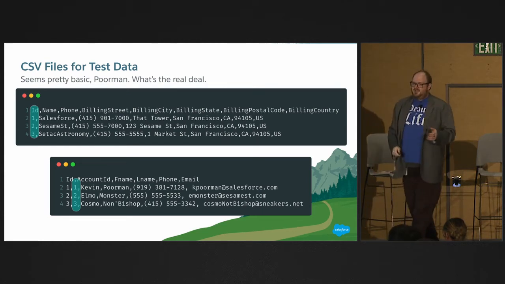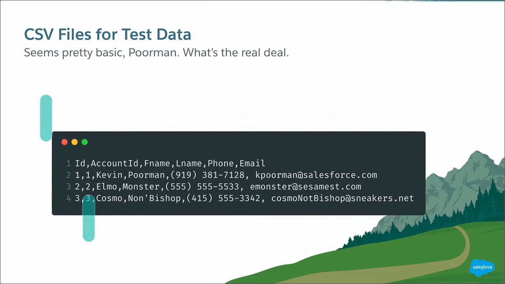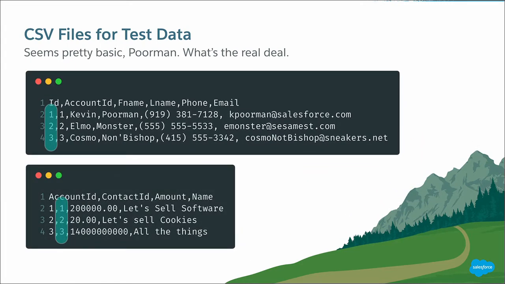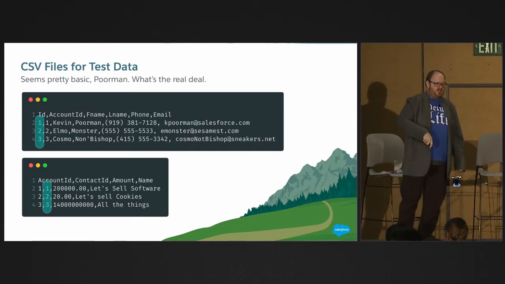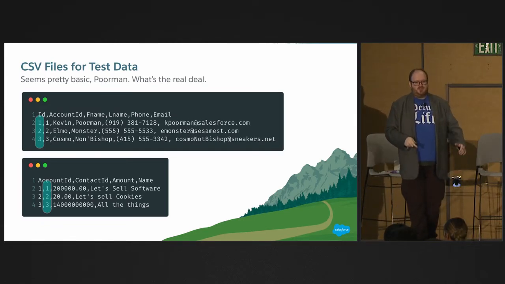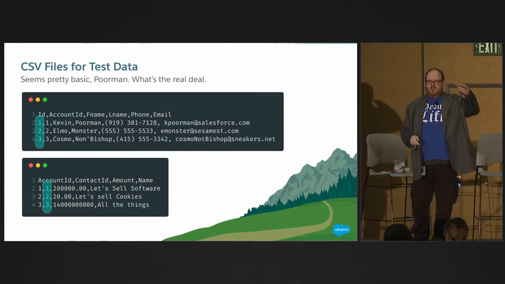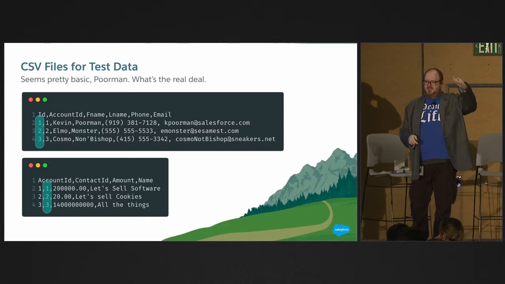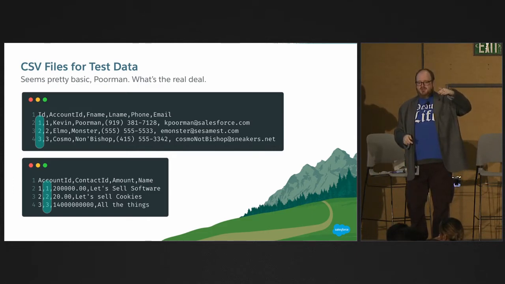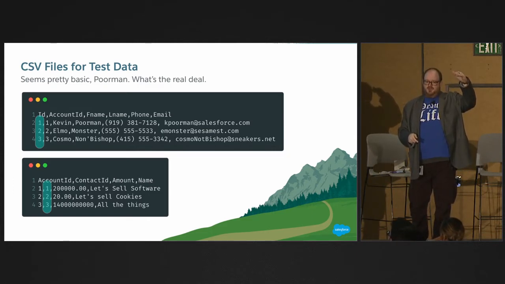Now, I can continue down the chain with this. So if I switch over to opportunities, on top is my contacts, below is my opportunities, you'll see that I've got an account ID and a contact ID, and I've mapped that as well. Now, when I go back to my code two slides ago, when I insert those, it's going to insert the accounts, and then knowing that it's got account IDs, it's going to insert the contacts to match those account IDs, and then finally insert the opportunities referencing those account and contact IDs.